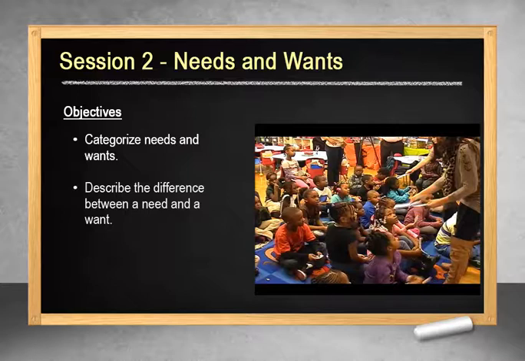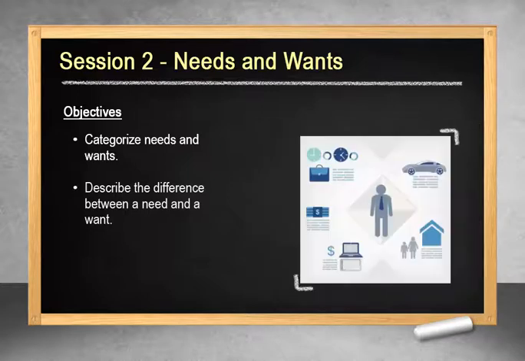At this time, the volunteer will describe what a want is: something that families would like to have, but can live without. The activity for Session 2 will involve the volunteer passing out 2 flashcards to every student. One has the word need on it, and the other has the word want. The volunteer will then show the students 11 flashcards of pictures that represent either a need or a want, and the students will have to hold up the flashcard that represents the picture.